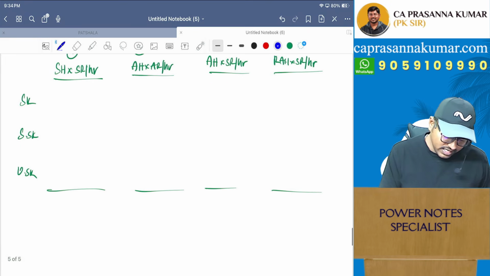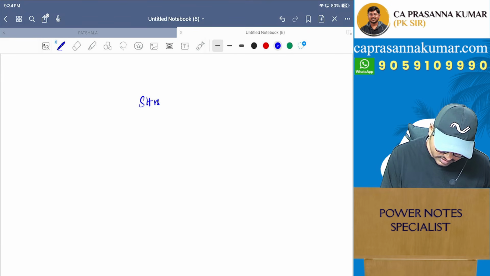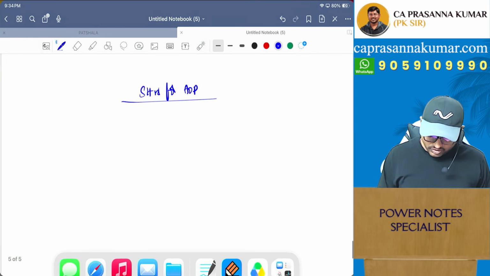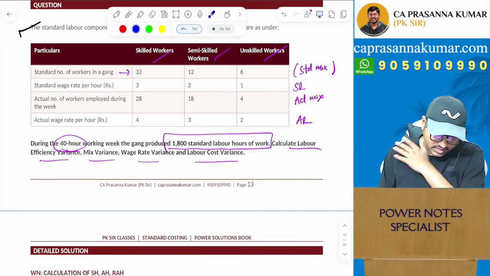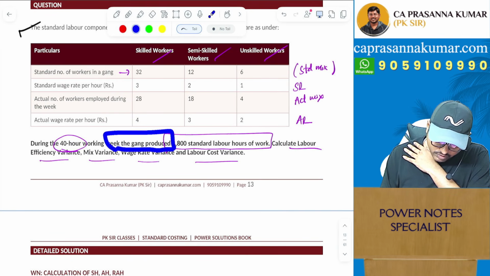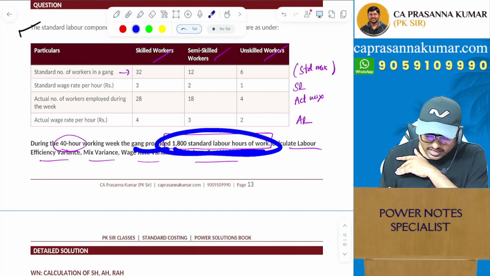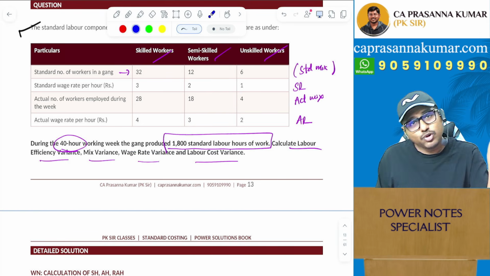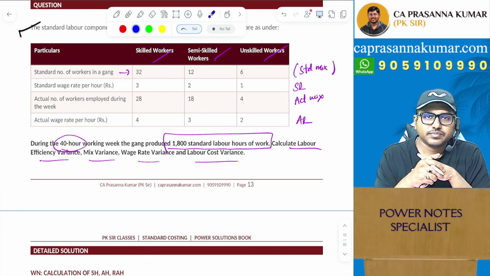Okay. First, SH. What is the abbreviation for SH, sir? SH means standard hours for actual output. Sir, do we need to calculate this or is it given in the question? It is given in the question, sir. How, sir? Here, the gang produced, which is nothing but actual output. Produced 1800 standard labor hours of work. He said produced 1800 standard hours, which means it is nothing but standard hours for actual output.